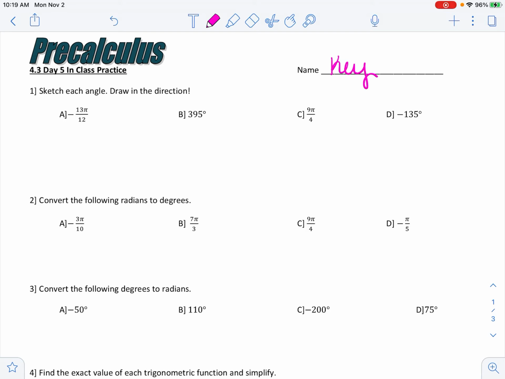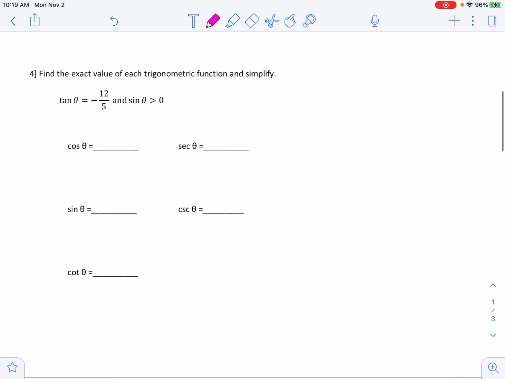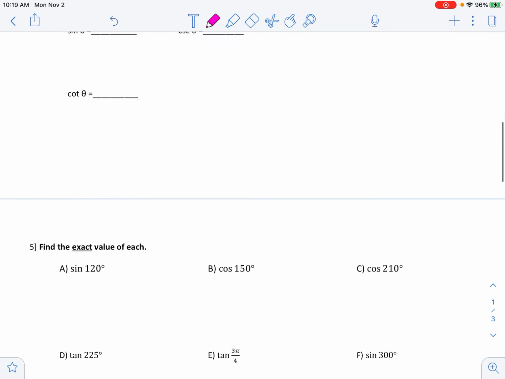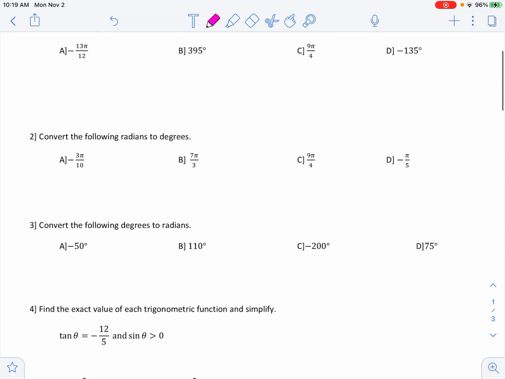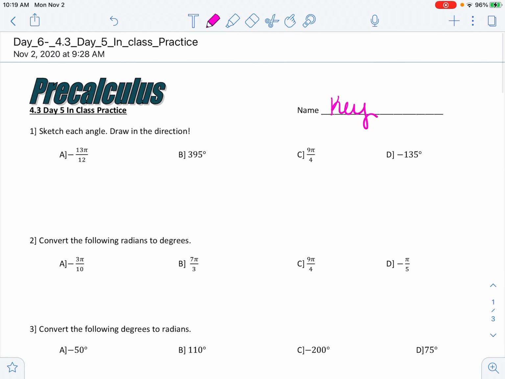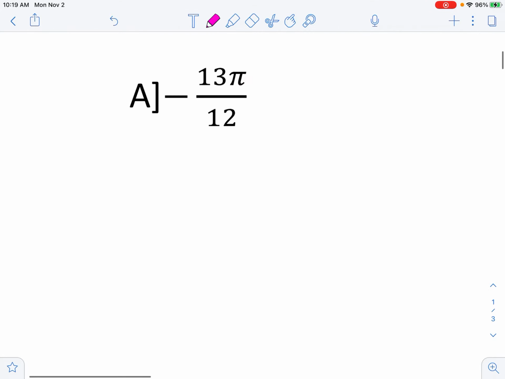All right, so this is just practice of everything from Unit 4A thus far. So sketching each angle, making sure you draw in the direction, and then converting from radians to degrees and vice versa, and then some triangle practice, and then finally unit circle problems.